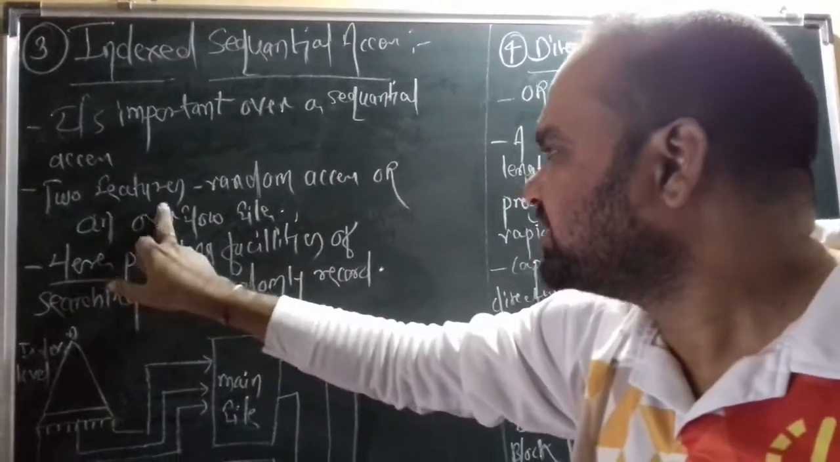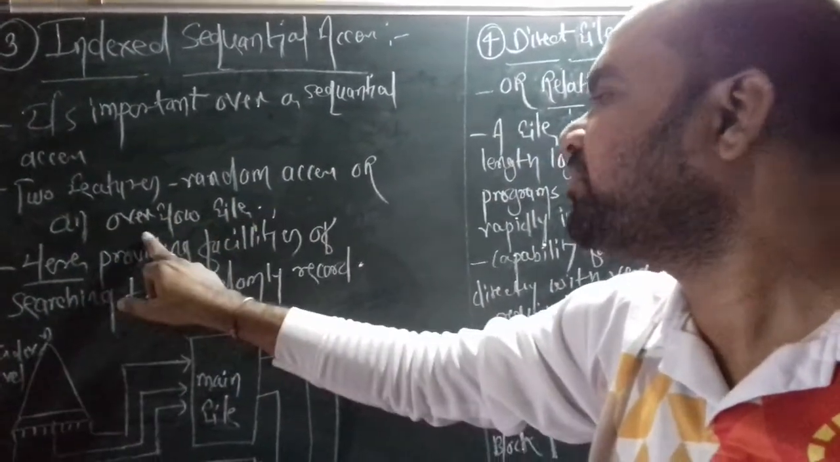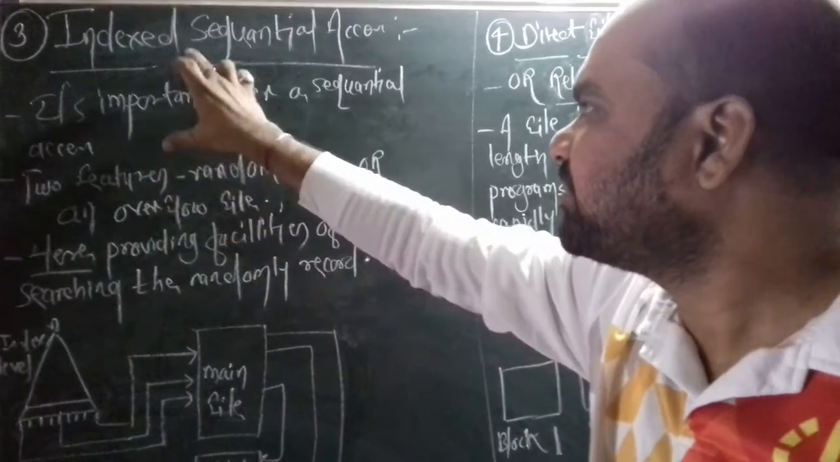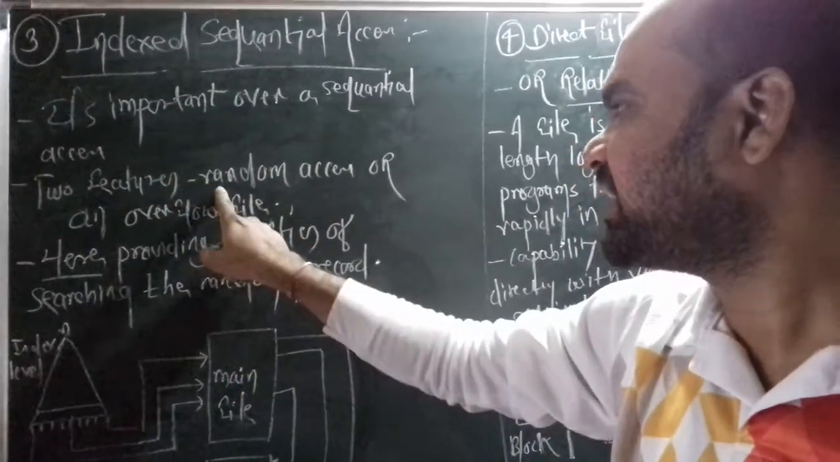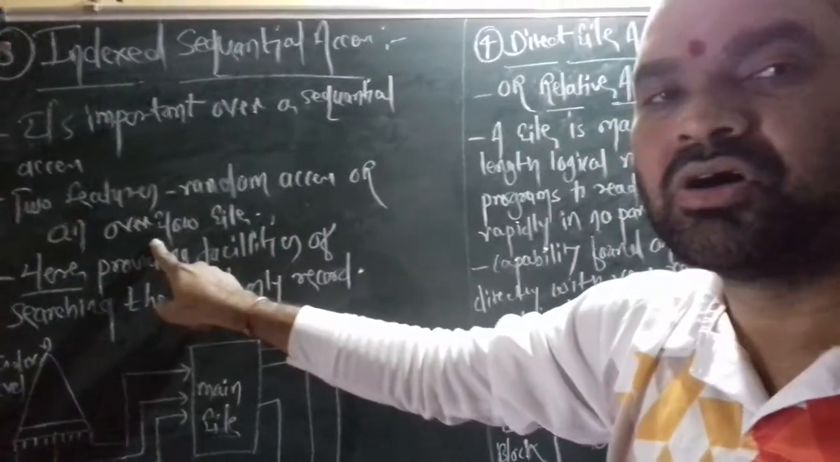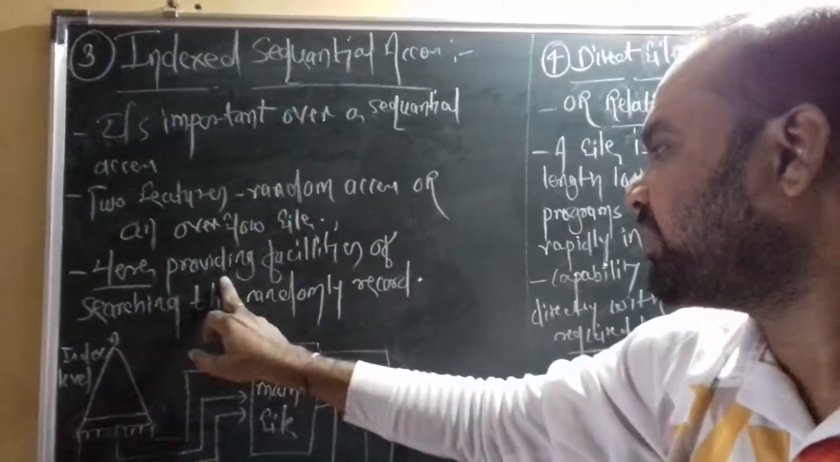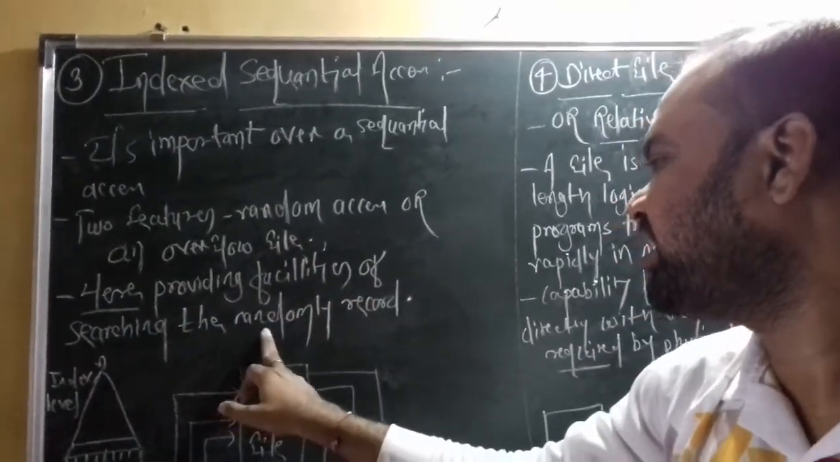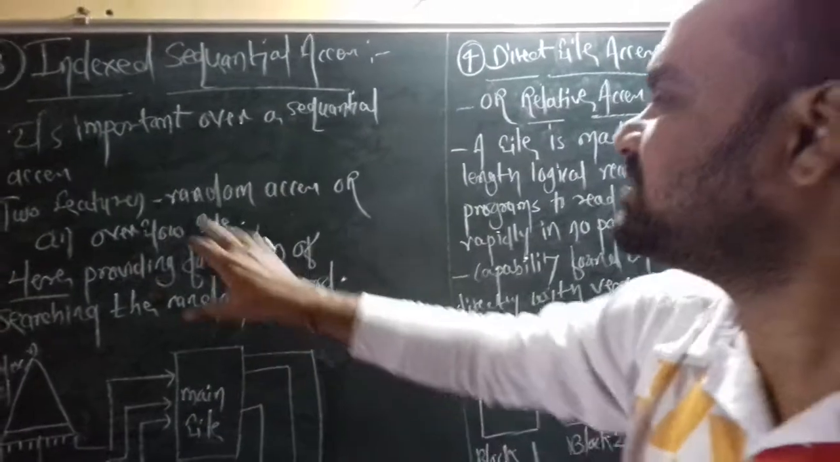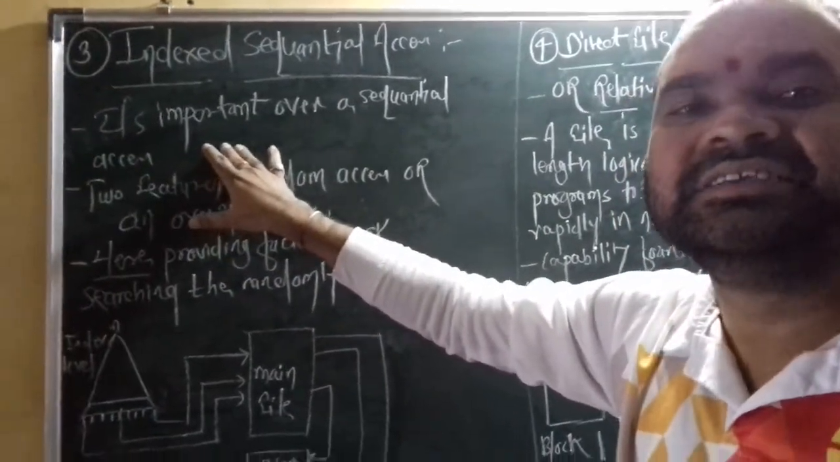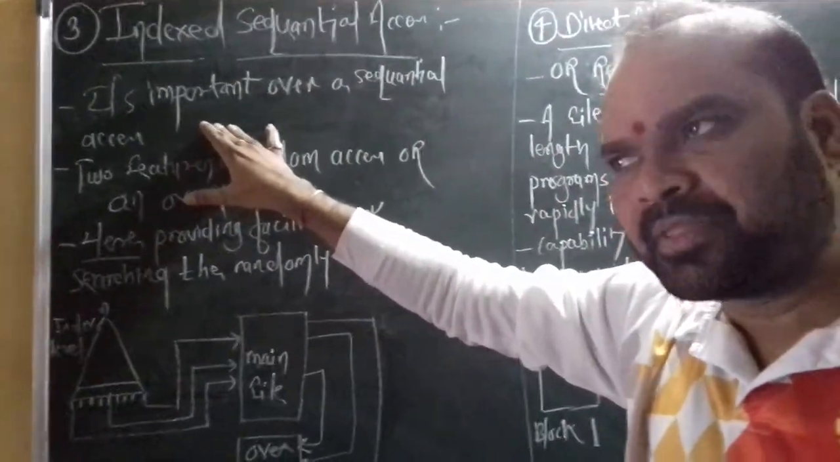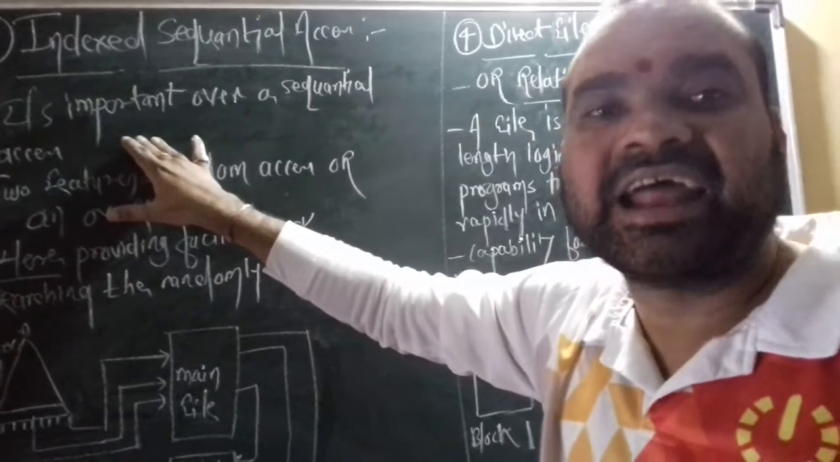Now, two features: random access and overflow file. Okay, these particular methods have two features. First one is random access, and the other is overflow file. Here it provides facilities of searching records randomly. Means that through this method we can easily search a record, data or information randomly.